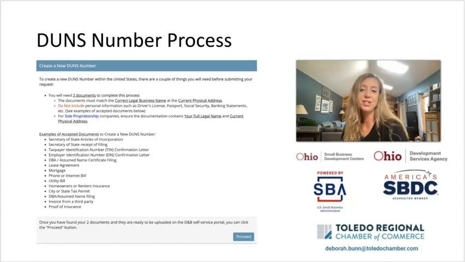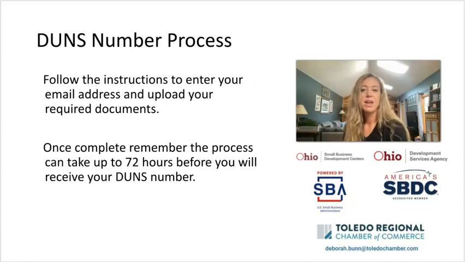For sole proprietorship companies, ensure the document contains your full legal name and your current physical address. There is a list, again, as we discussed before, of all those accepted documents to create your new DUNS number. They're listed on this slide. Follow the instructions to enter your email address and upload your required documents. It's that easy. Once complete, remember the process can take up to 72 hours before you'll receive your DUNS number.